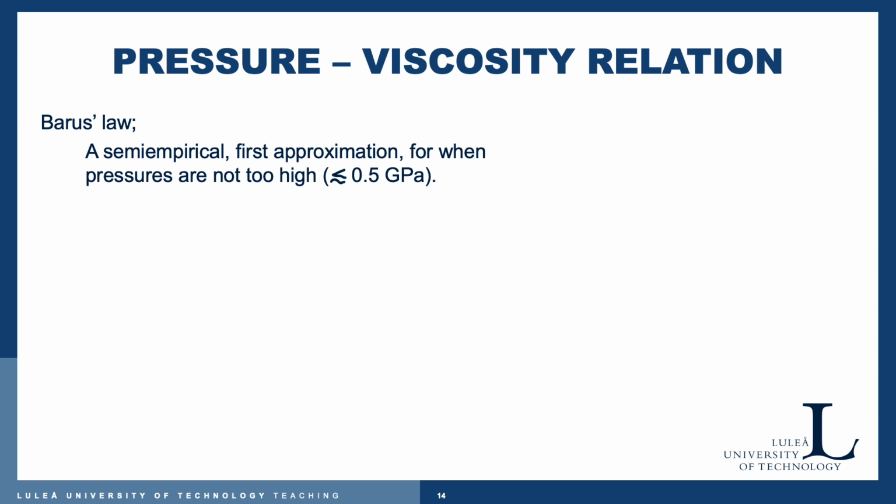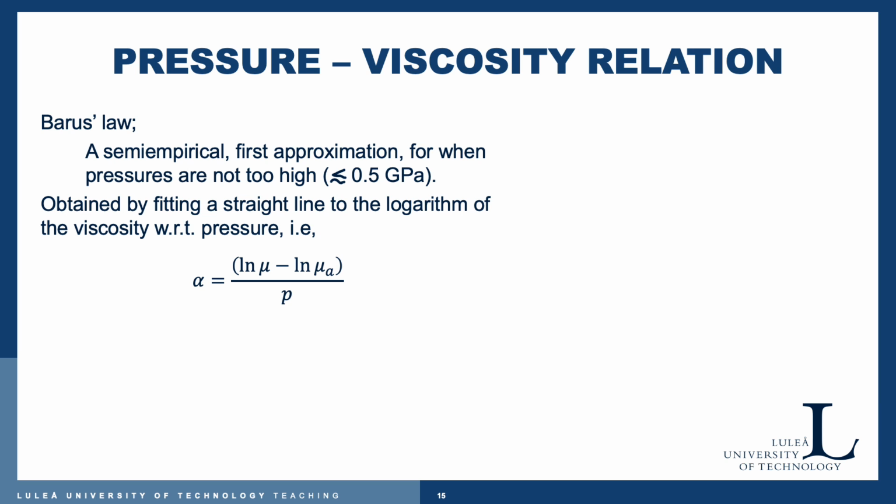Another constitutive relationship included in the Reynolds equation is the pressure-viscosity relation, and Barus's law is a semi-empirical first approximation for small or up to moderately high pressures like 0.5 gigapascals. And this one, Barus's law, has been obtained by fitting a straight line to the logarithm of the viscosity with respect to pressure, and that means that we can compute the pressure-viscosity coefficient alpha in this way.